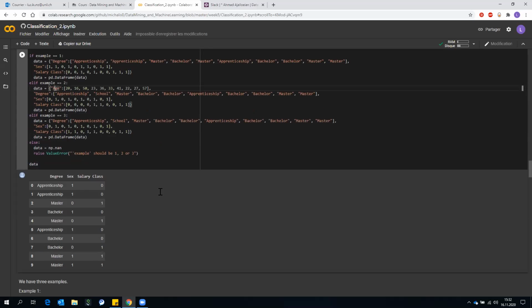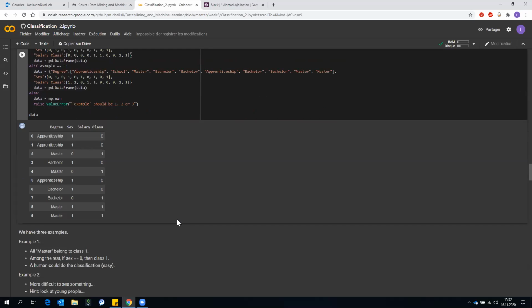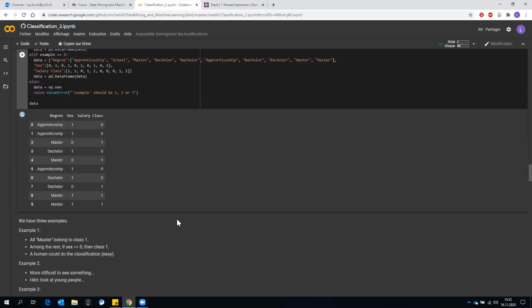And so we want to classify the salary class. For the first example, we can see, for instance, that all masters are class 1. So we have to use one of those columns, attributes, features, to do a split. For instance, we can say sex equals 1 is class 0 and sex equals 0 is class 1, but it doesn't work in this case because here we have 1 and 1, here we have 1 and 0. So it doesn't work well.